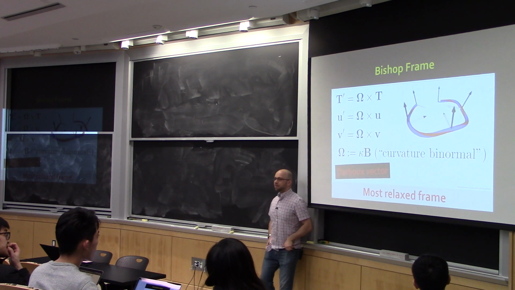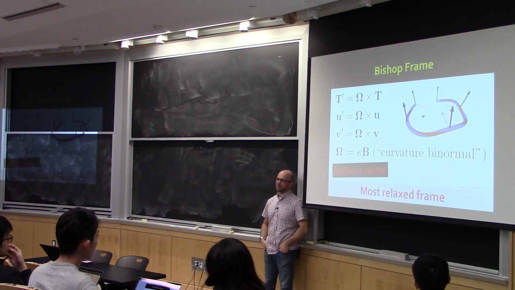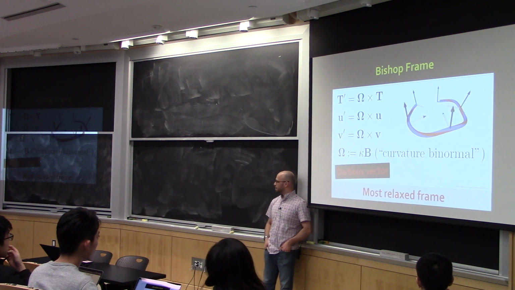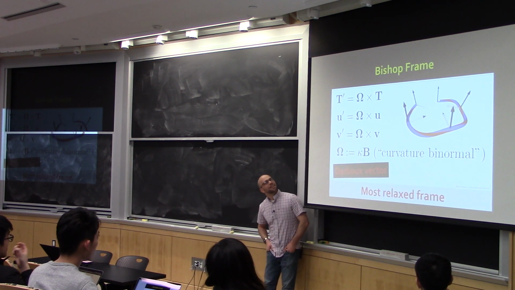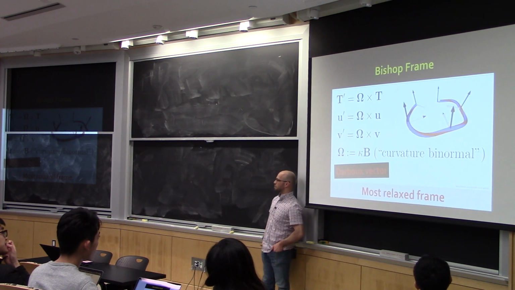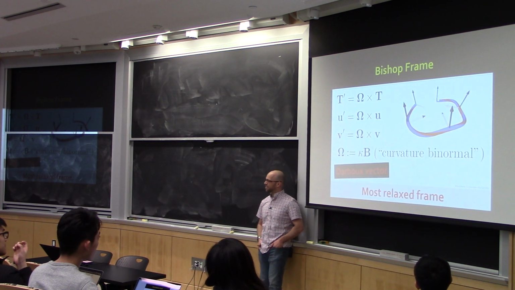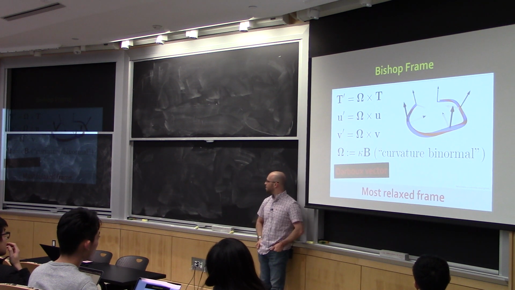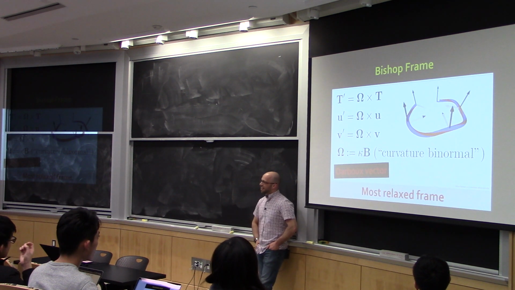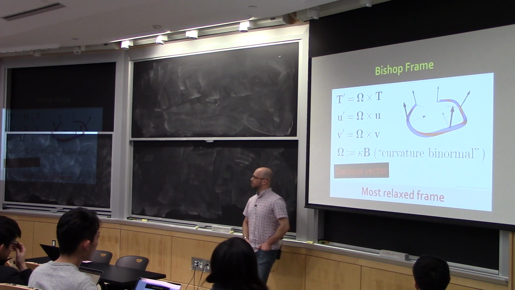And I pointed on Piazza to a boring link, but I'm guessing that you guys wouldn't have looked it up otherwise, which is just a Wikipedia page for this Darboux vector, this curvature binormal. It's actually pretty illustrative. They give a bunch of different ways to understand what it's doing geometrically, which is uncommon. For once, it's a math page on Wikipedia that's not super formal. It just tells you what this thing is. So that would be a good place to look for some intuition.